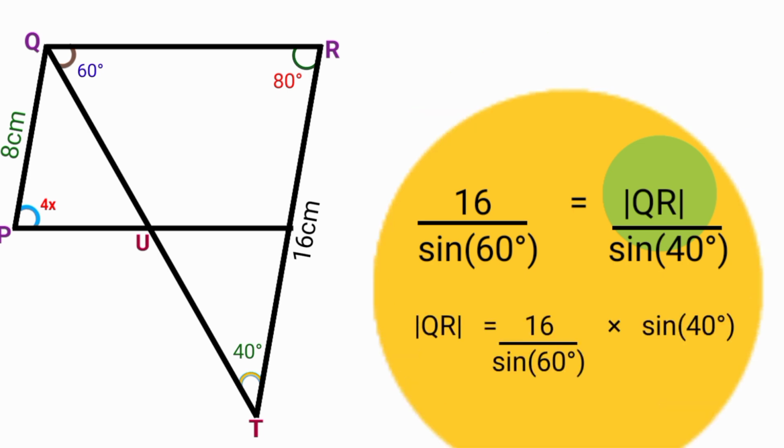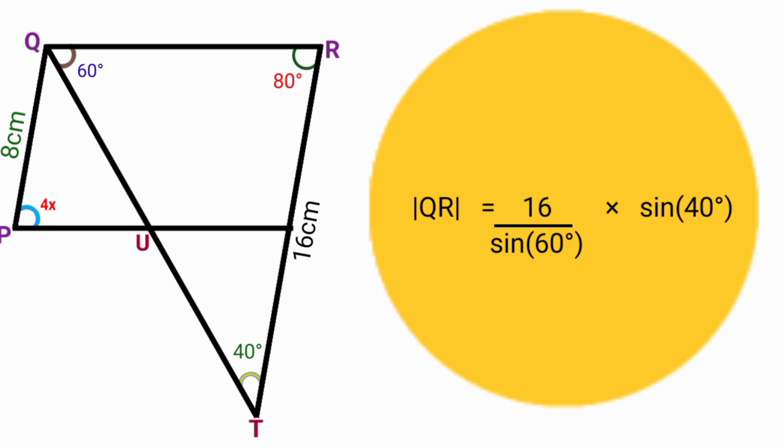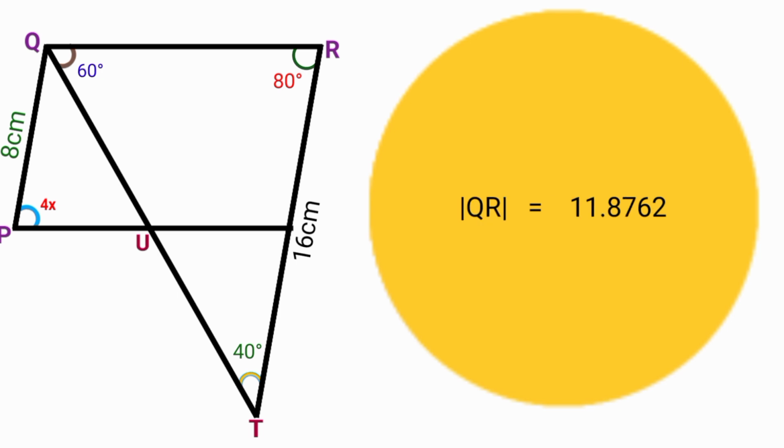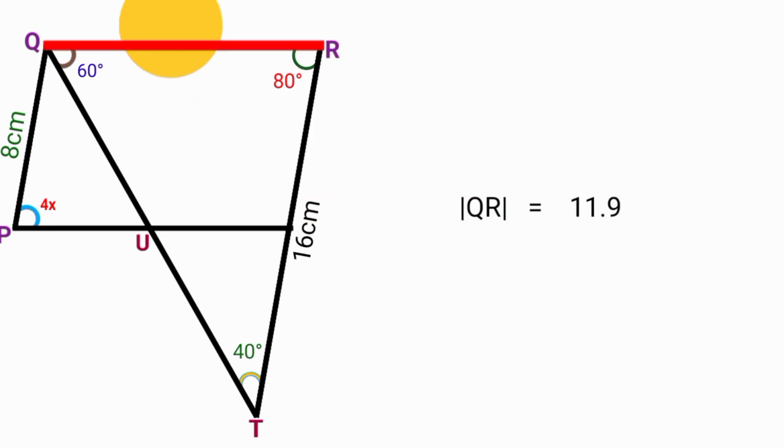Making line QR the subject of the formula, line QR equal to 16 over sine 60 times sine 40 degrees. Sine 60 degrees is 0.866 and sine 40 degrees is 0.6428. So now line QR equal to 16 over 0.866 times 0.6428. Press your calculator. Line QR equal to 11.8762, which is approximately equal to 11.9. So we find the length of line QR to be equal to 11.9 centimeters.